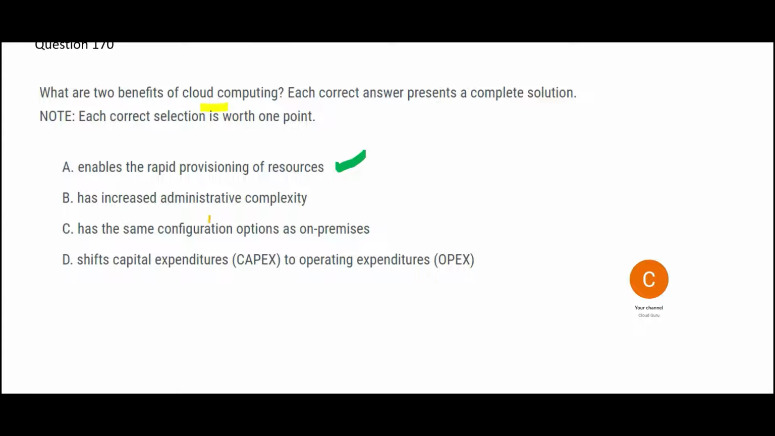Now, option B talks about increase in administrative complexity. So this is wrong. There is decrease in administrative complexity. So you can manage these servers very easily. Like I told you, you don't have to go through the procurement route to buy the servers and then create tickets with the networking teams to connect this to the network and so on. So your complexity is reduced, right? Everything is done by AWS, a majority of stuff.